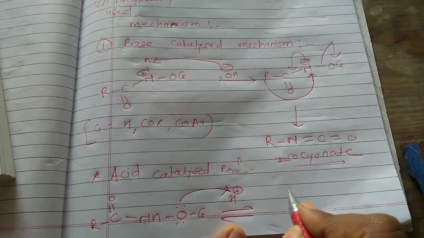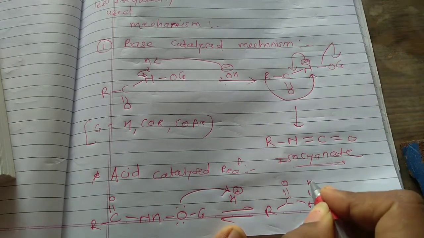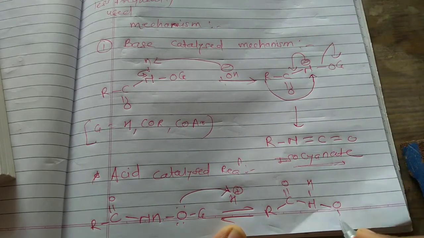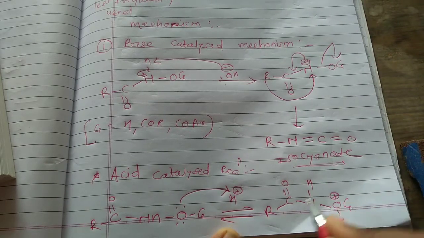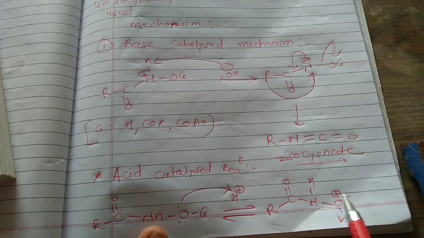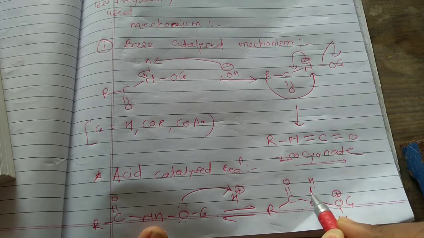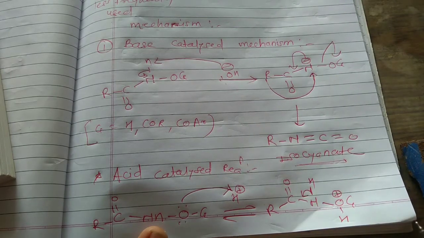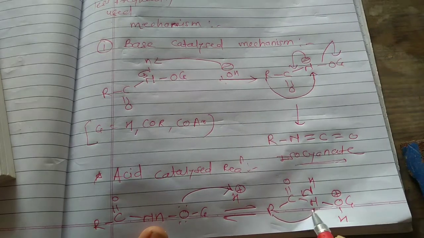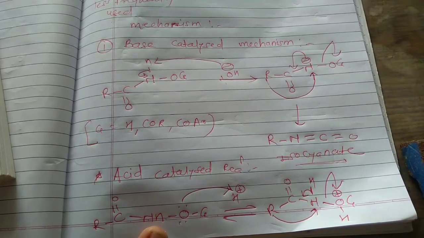Okay, and then what happens here? There is a formation of RCONH and here OHG. Here this lone pair is donated to this hydrogen, forming a positive charge on the oxygen. Then the bond between the nitrogen and the hydrogen is shifted to here for the formation of the double bond. Then this R group is rearranged to here, and this bond gets removed in this manner.